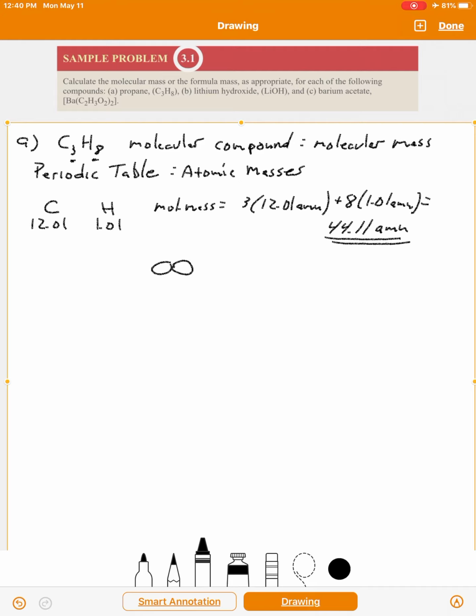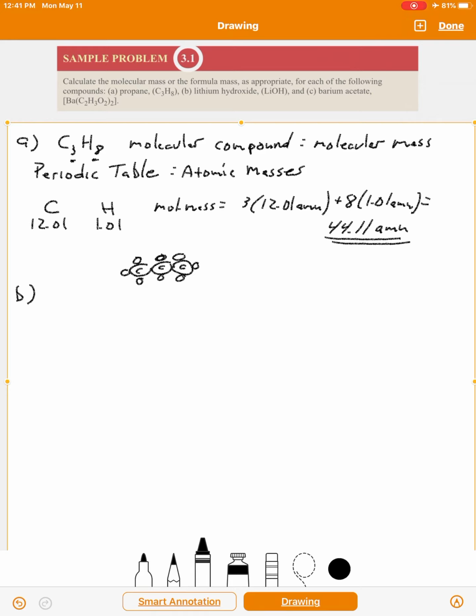So propane has 3 carbon atoms and then 8 hydrogen atoms arranged like so. So the carbons are in the center there, right? C3H8. So each atom has a weight, each atom has a mass. Add them all up, you get 44.11 AMU. Okay? Let's try B.